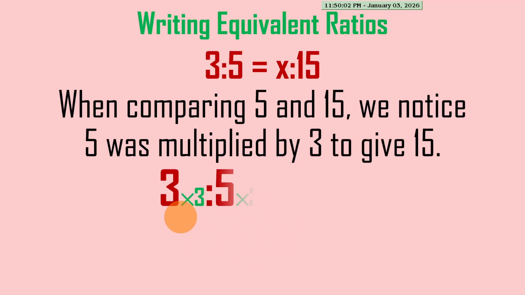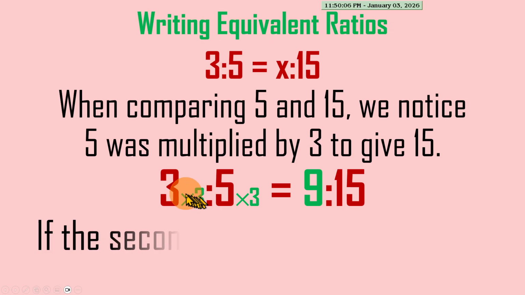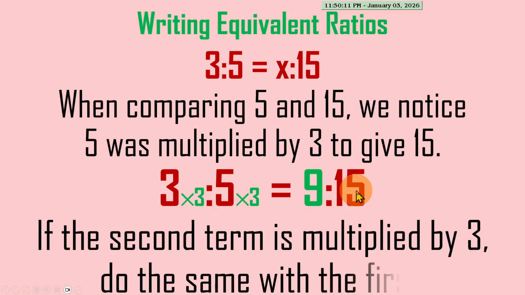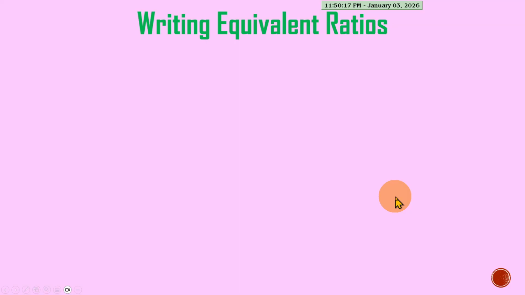So if we multiply both of these by 3, we should get an equivalent ratio. 3 3s would be 9 and 5 3s would be 15. So once we multiply both of them by 3, we'll notice that the ratio is still equivalent or equal.